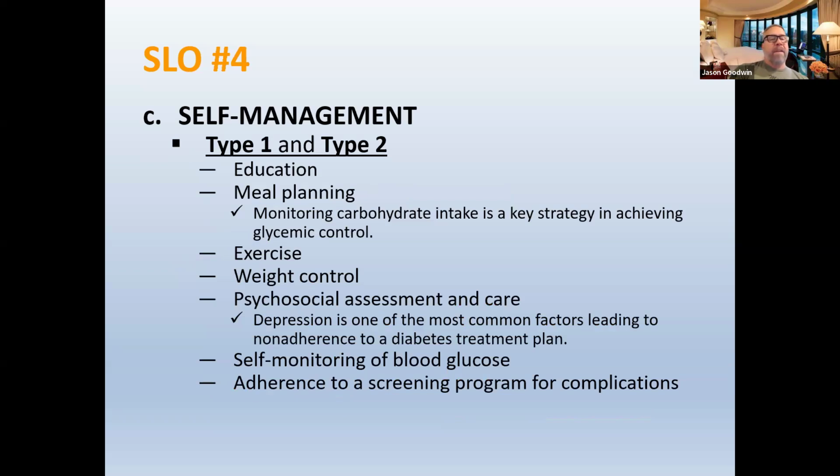Okay, like I said before, the self-management part is a big deal. For both, education is going to be a huge part of it. Nutrition therapy is going to be helpful, and diabetes educators are helpful for that. But meal planning is going to be something that they have to learn about.